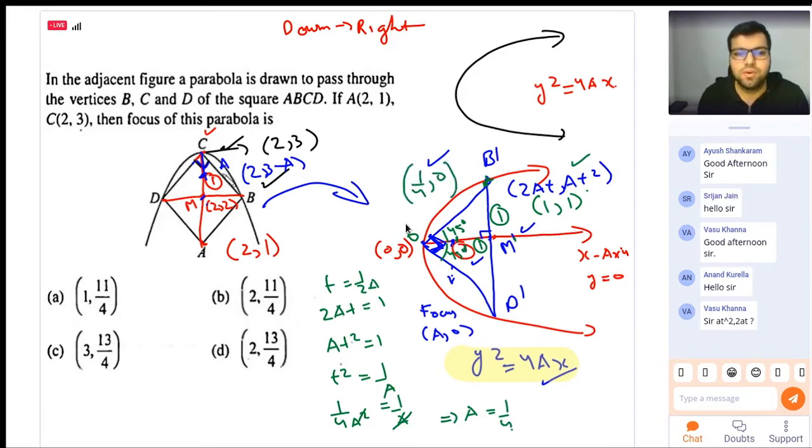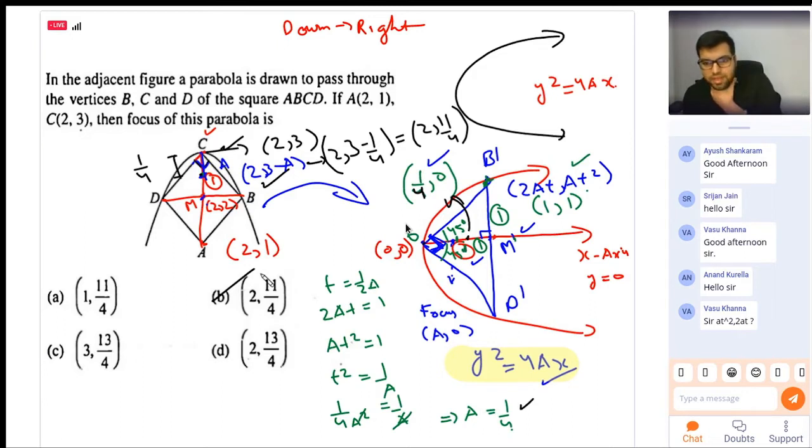This particular focus over here is 1 by 4 comma 0, basically at a distance of 1 by 4 from the origin, because a is 1 by 4. So here I'll just put the value of a, because this particular distance is 1 by 4. So this will become 2 comma 3 minus 1 by 4. This becomes equal to 2 comma 11 by 4. So answer is B.